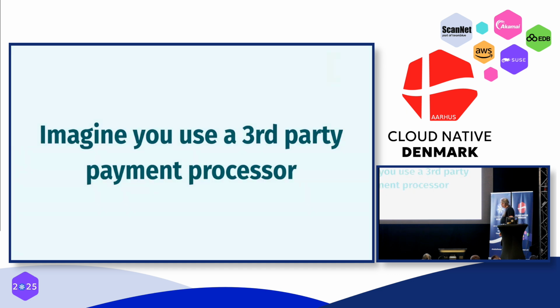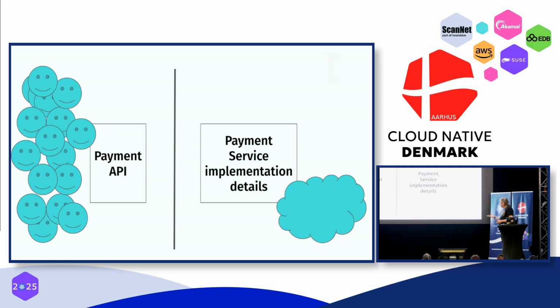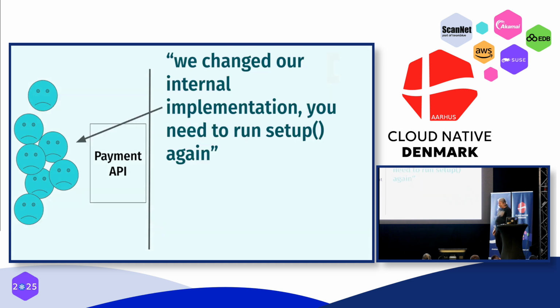So as a sort of a thought experiment or example, if you can imagine using some sort of a third-party payment processor, maybe you're already using one. It's the same situation. You have some sort of API, and then the payment processor has some sort of payment service, however they have implemented it. And imagine then that if the payment service sent you an email that we changed our internal implementation, you need to run some sort of a setup command again. This already would be like ridiculous.